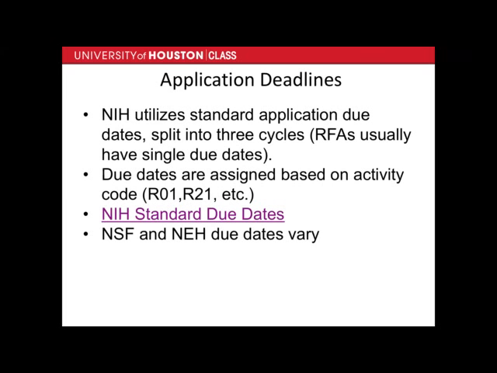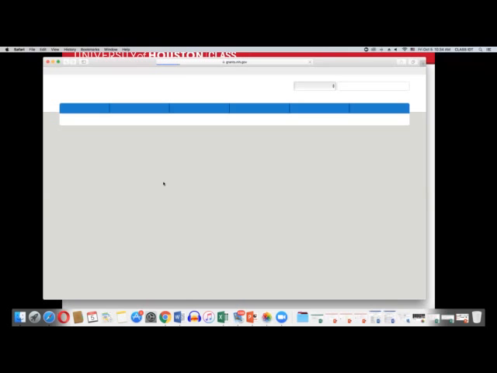So application deadlines with NIH, they utilize standard application due dates. Like I was saying earlier, it's based on activity code and application type, and it's usually split into 3 cycles. However, one thing to note, requests for applications usually have single due dates. So just keep that in mind. And again, like I said, due dates are assigned based on activity code. So let's take a look at some NIH standard due dates.